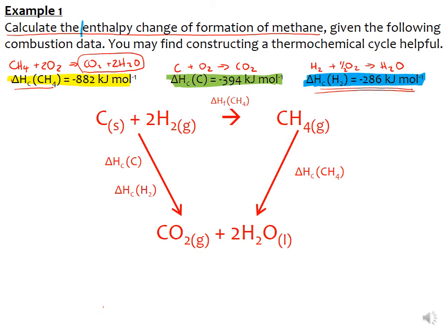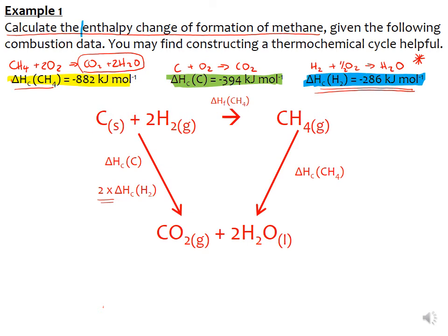Now, looking at definitions, these equations that I've written down at the top here are all according to the definition for delta HC, which is for 1 mole. And we do have 1 mole of carbon and 1 mole of methane, but we have 2 moles of hydrogen. So this would actually be 2 lots of the value of delta HC for hydrogen, because the definition tells us that delta HC is when 1 mole of a substance combusts and we have 2 moles. So we'd have to take that into account twice.